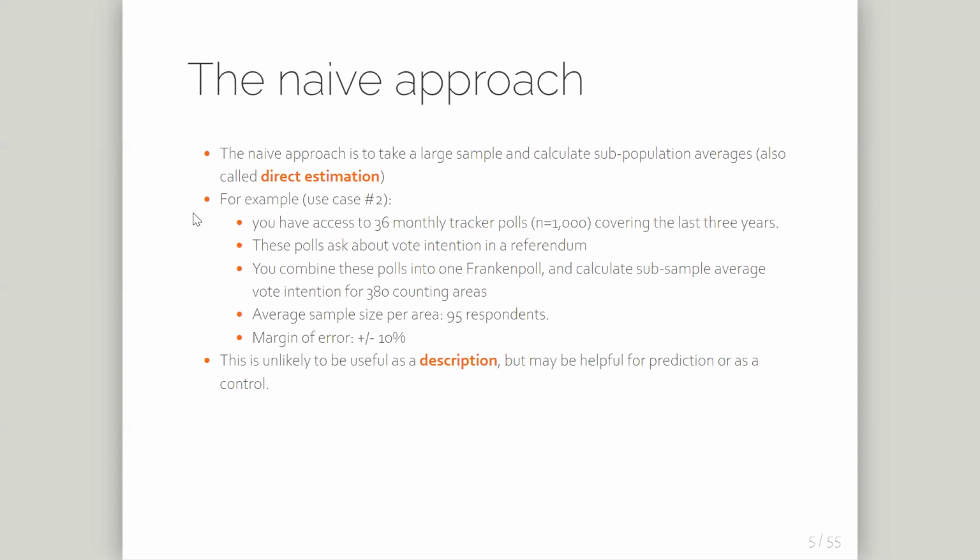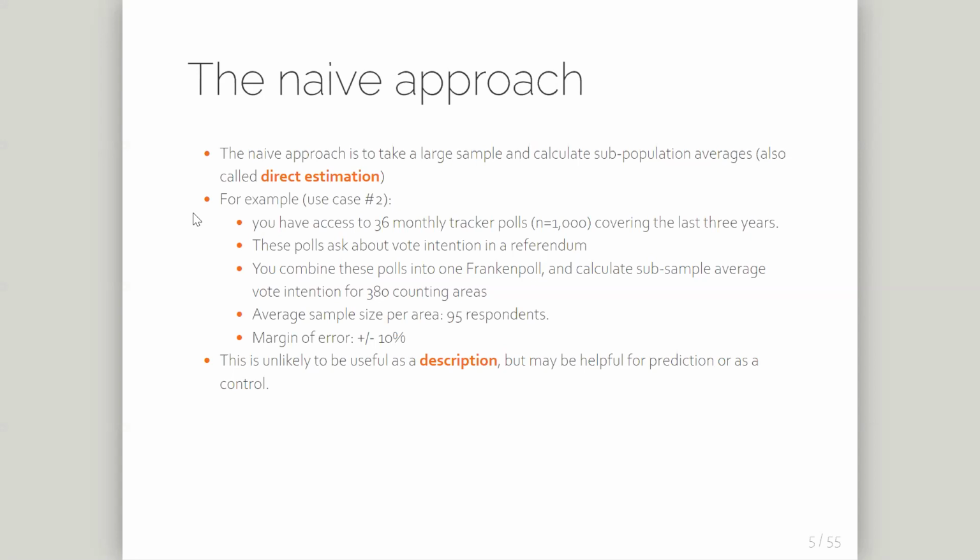Let's say that you were trying to work out how different local authority areas were going to vote before the EU referendum. Let's say that you had a tracker poll which had been running for the past 3 years. One poll, 1,000 respondents each month for 36 months. You could combine all of those, have a total sample size of 36,000. You then divide those up into lots of different sub-samples.